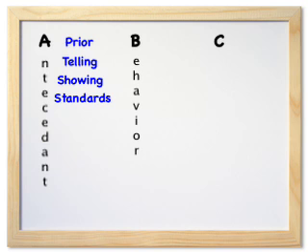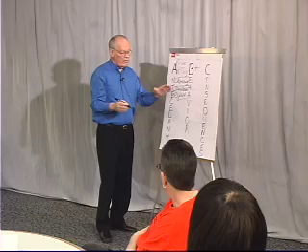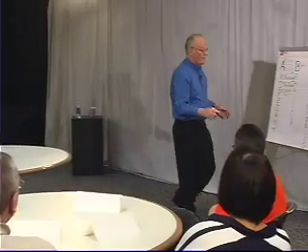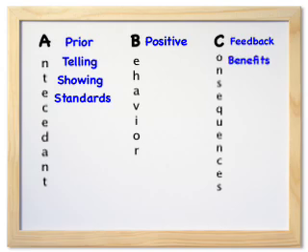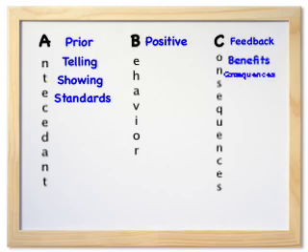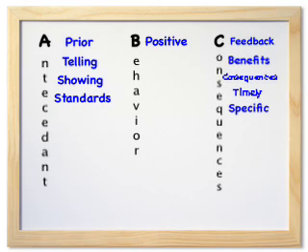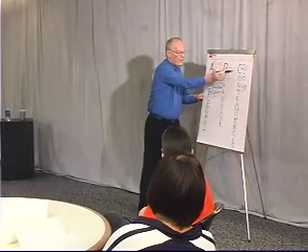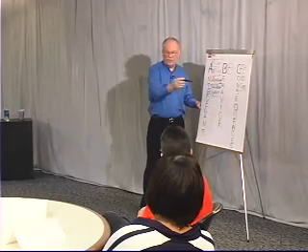So you have behavior here. And if the behavior is positive, then over here you've got consequences, or feedback. In every situation, there should be benefits from the right kind of behavior. And in every situation, there are consequences for inappropriate behavior. Now feedback should be timely, it should be specific, and it should lay out the process of change. So if the behavior is positive, then obviously the feedback should be positive.